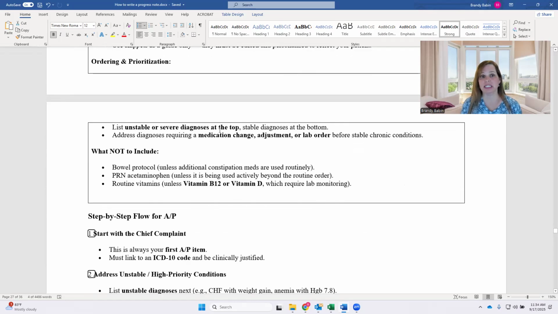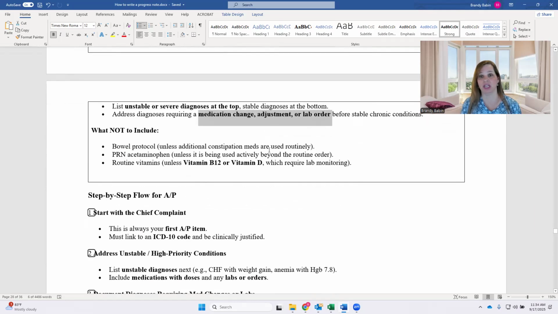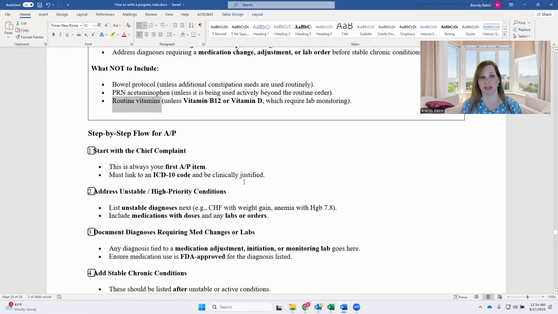You're going to list unstable or severe diagnoses at the top, anything with a medication change, adjustment, or lab order, and then anything that's stable. So what you don't have to include, because I just told you you're going to include every single medication on your new assumption of care: don't include your bowel protocol. Don't include your Tylenol. Don't include routine vitamins. Now, your vitamin B12, your vitamin D3, you will be doing labs following that. So you would want to include that.